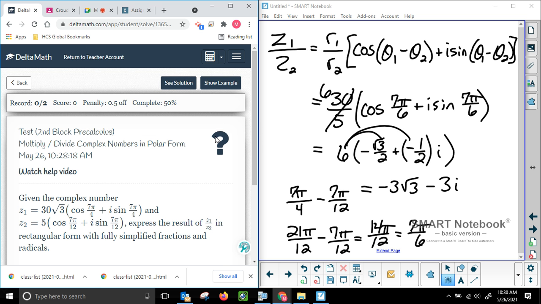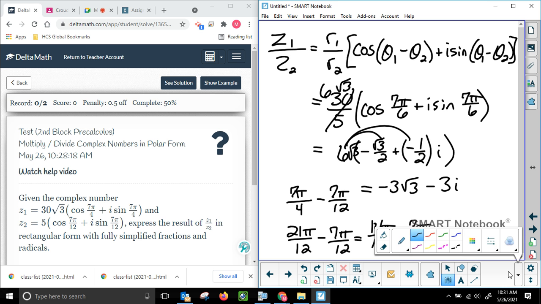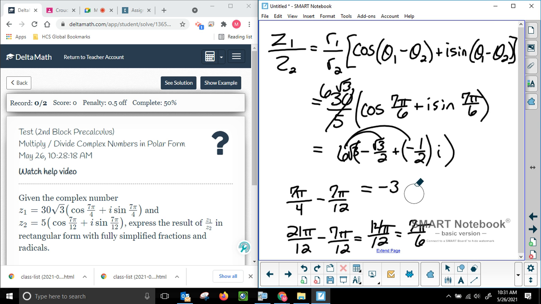And where did I make a mistake? Oh, I did it again. Okay. So this is 30 times the square root of 3, not just 30. So this will then be 6 square roots of 3. So I have to multiply both of these by the square root of 3. All right, so 6 square roots of 3, that's going to be 6 over 2 is 3. The square root of 3 times the square root of 3 is 3. So 3 times 3 is 9, and we have a negative. So this will be negative 9. All right, and then this will be negative 3 square roots of 3i.